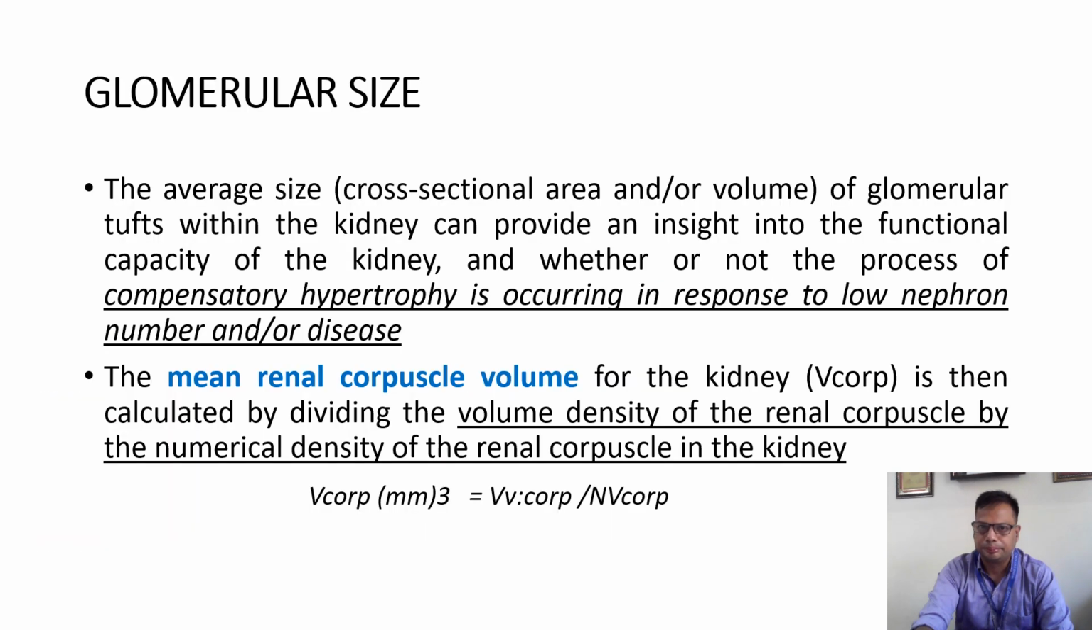Functional capacity of the kidney, whether or not the process of compensatory hypertrophy is occurring in response to the low number of nephrons or in any diseases. The mean renal corpuscle volume for kidney is then calculated by dividing the volume density of the renal corpuscle by the numerical density of the renal corpuscle in the kidney.